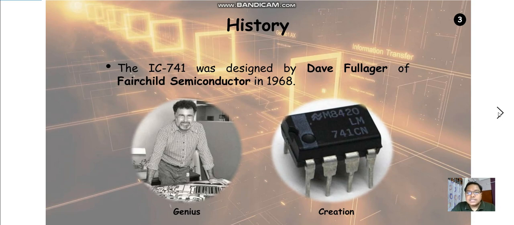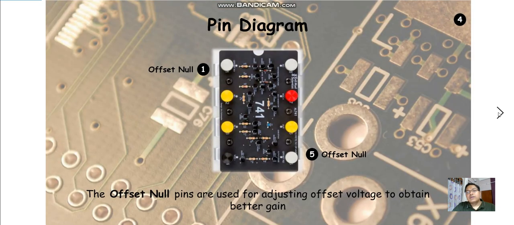If you talk about the operational amplifier, we need to discuss a little bit of its history. It was first designed by Dave Fullagar of Fairchild Semiconductor in 1968. After that, we have got certain modifications of this IC. Many applications have been made in order to incorporate small scale integration as well as medium scale integration and then very large scale integration.